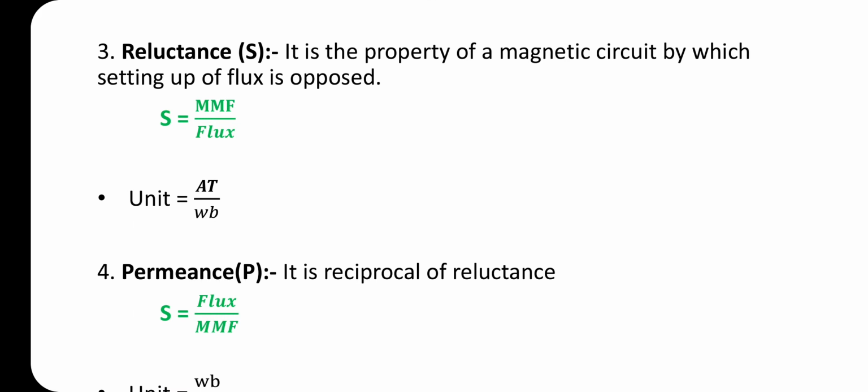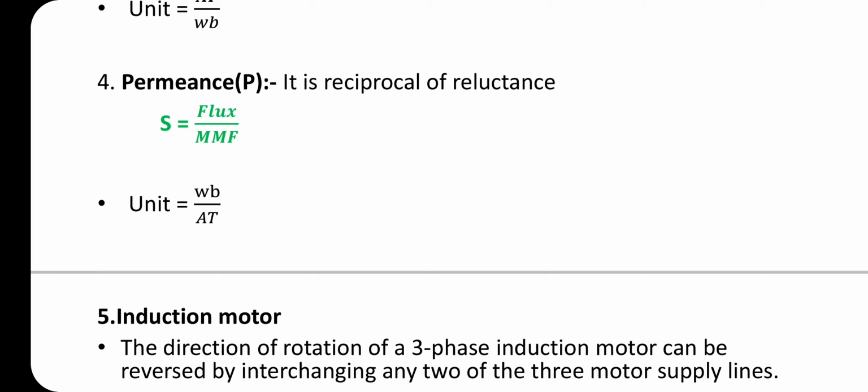Reluctance. It is a property of a magnetic circuit by which setting up of flux is opposed. S is equal to MMF divided by flux. Unit equal to ampere turns per Weber. Permeance P. It is the reciprocal of reluctance. P equal to flux divided by MMF. Unit is Weber per AT.